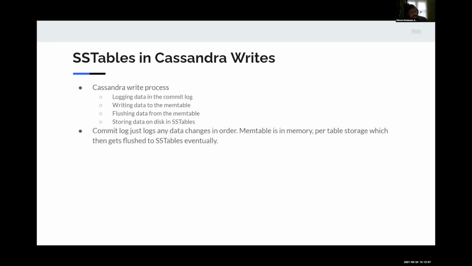And then in the Cassandra write process, normal data is written to the commit log in chronological order, written to the mem table, and then eventually, either through just time passing or through manual flushing, it flushes data from the mem tables, and stores it on disk in SS tables.